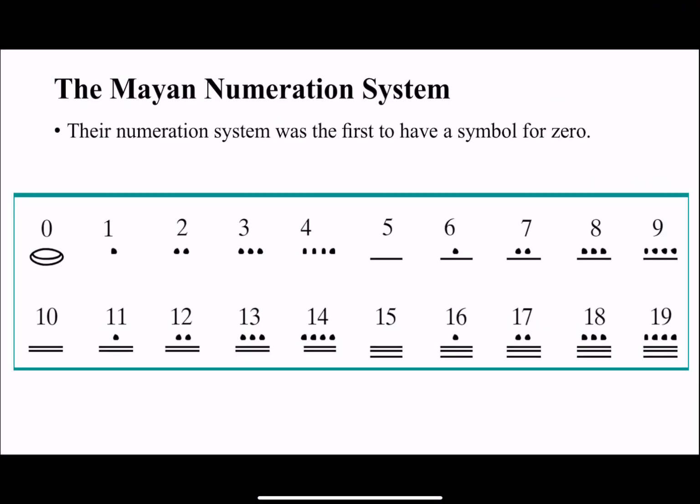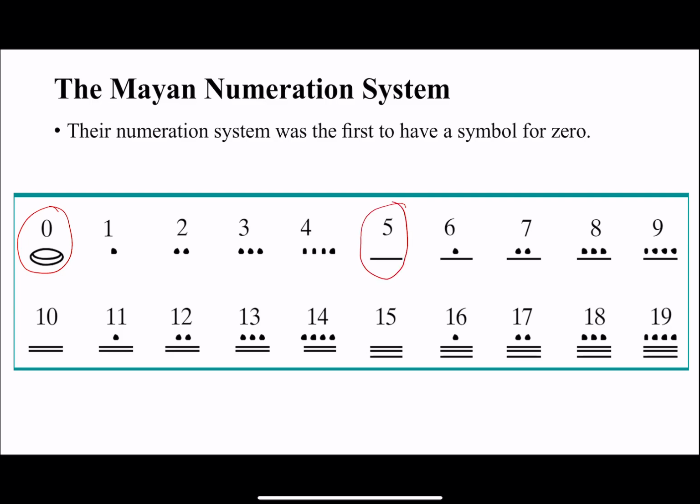Okay, the Mayan number system. This number system actually was the first one to have a symbol for zero. So let's look at the digits. Here's what we have for zero: one dot for one, two dots for two, three dots represent three, four dots represent four. Well, one line represents five.